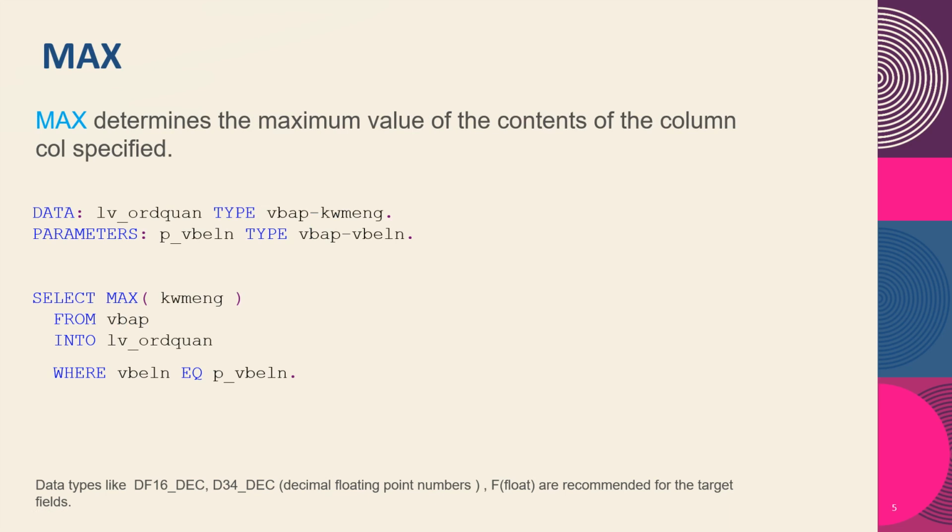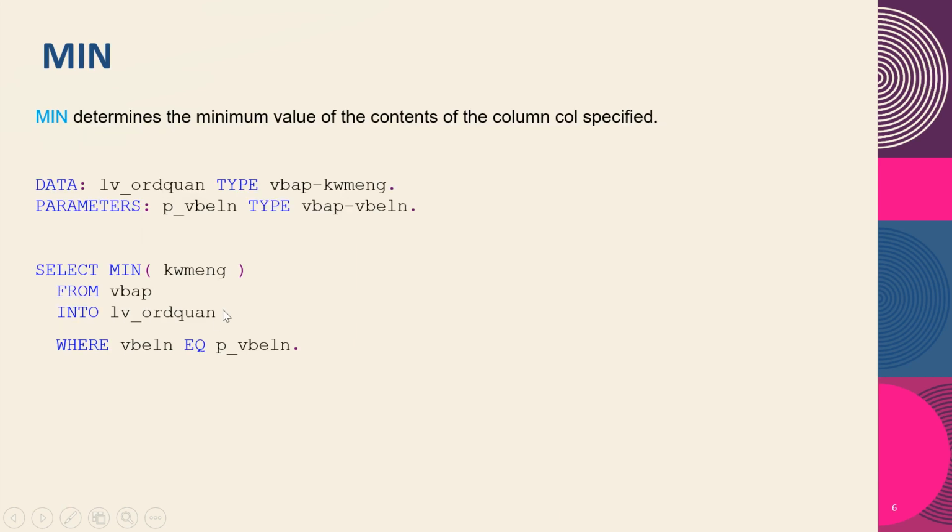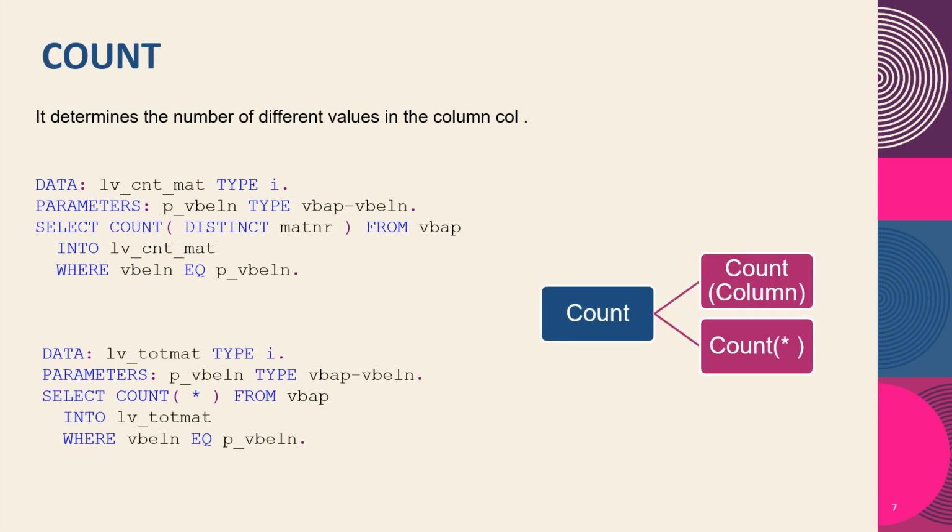Similarly, max gets you the maximum value from the column. For the column you specify, select the maximum value. It will give you the max value of that field in ABAP. Similar to max is minimum. It gives the minimum value of that field in the table.